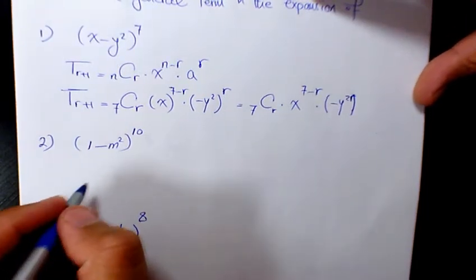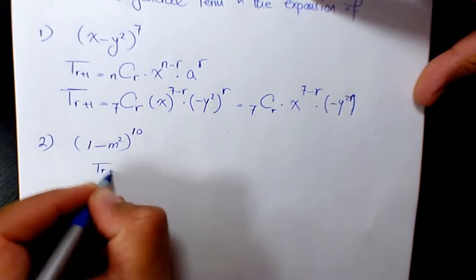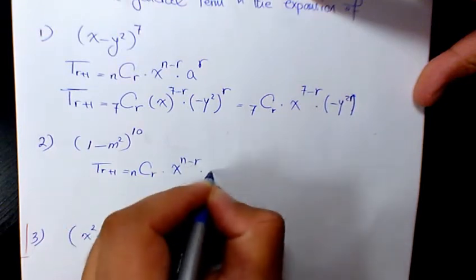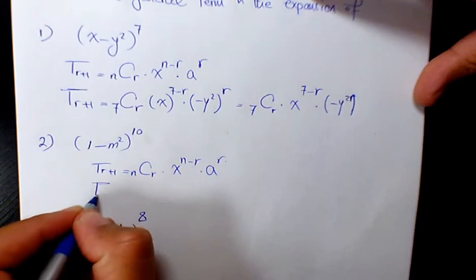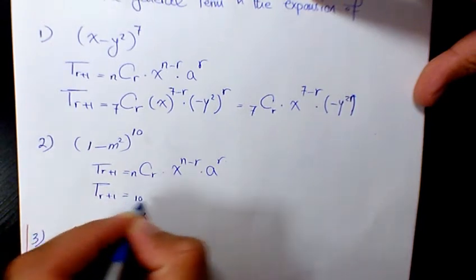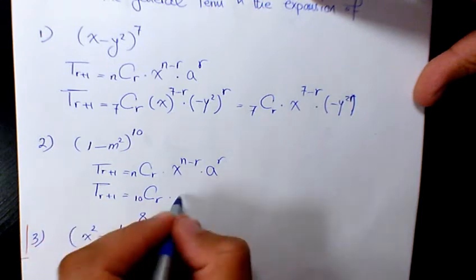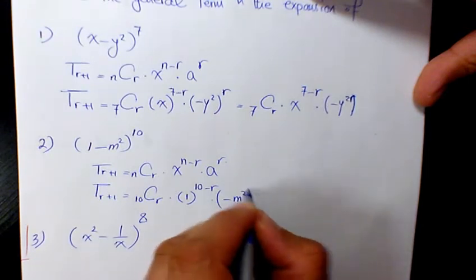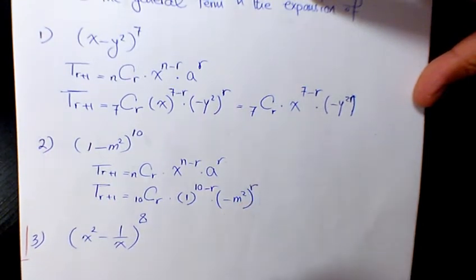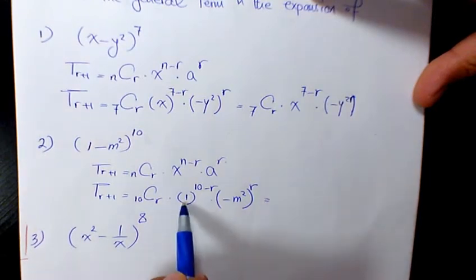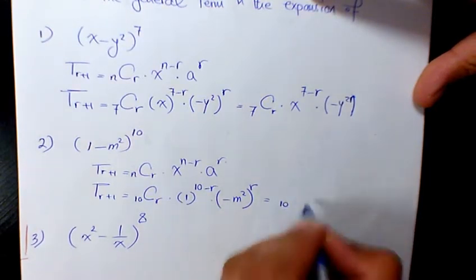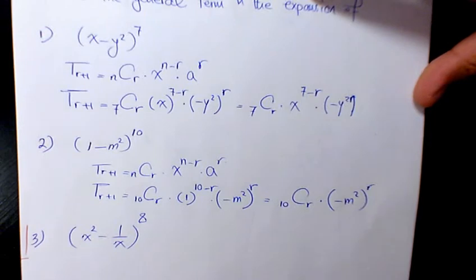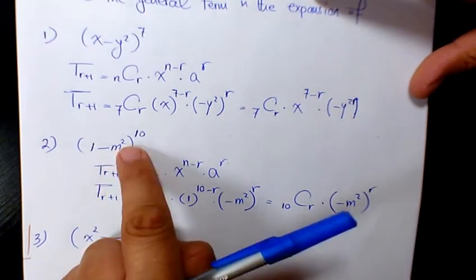So in that case, it's going to be t_(r+1) equals nCr x^(n-r) a^r. So that will be t_(r+1) equals 10Cr times 1^(10-r) times (-m^2)^r. 1 to the power of any number is going to be 1, so we can simplify it as 10Cr times (-m^2)^r. So that's going to be the general term of (1 - m^2)^10.